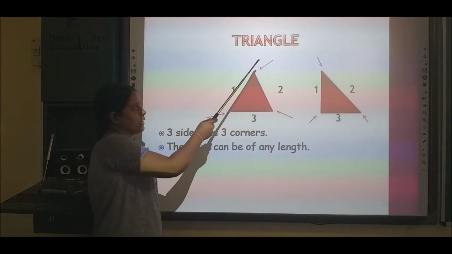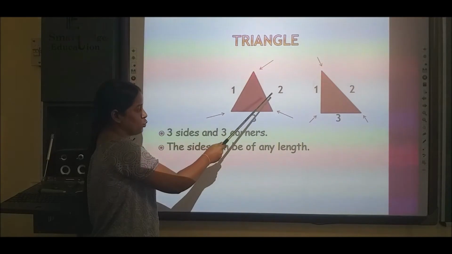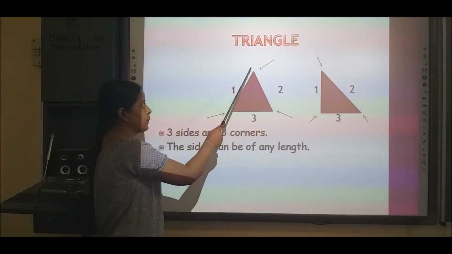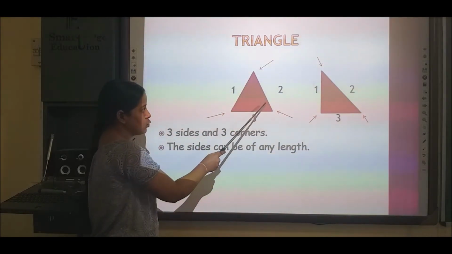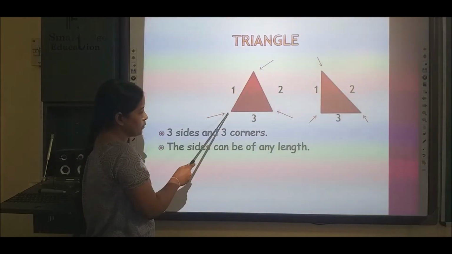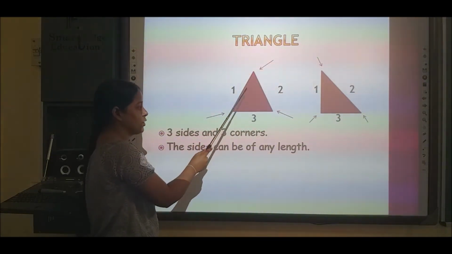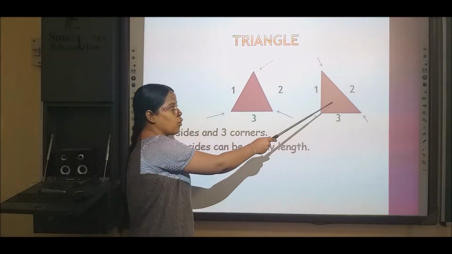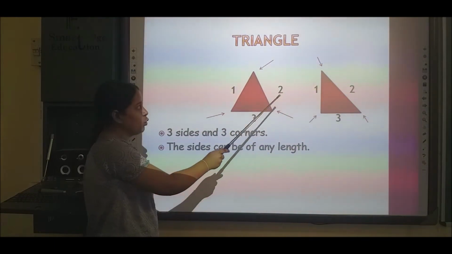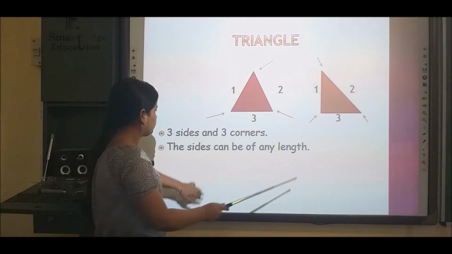The next one is triangle. A triangle has 3 lines, 1, 2, 3 and 3 corners. Like here 2 lines meet at this point, these 2 lines meet at this point, these 2 lines meet at this point. So these points are corners. There are 3 corners and 3 straight lines. It is also a triangle. These sides can be of any length. So this shape is also a triangle and this shape is also a triangle.